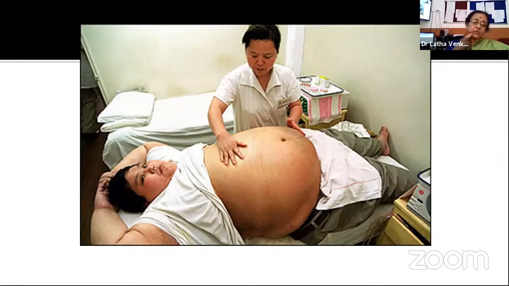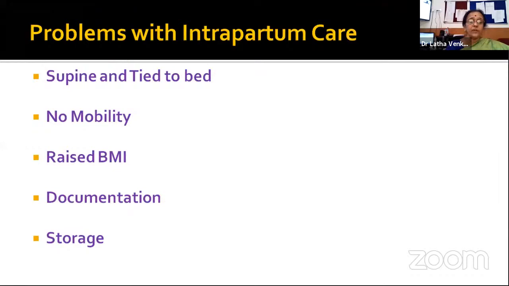So no mobility, especially if she is lying flat on her back. I mean, first of all, how are we going to monitor this lady? Can the CTG, that is the cardio or the toco, pick up any signals? More and more, we are seeing obese women of late. So raised BMI, no mobility in labor, supine and tied to bed, all these are problems that we are facing with the women, and also that impairs the progress of labor. Documentation is another big problem that we have.